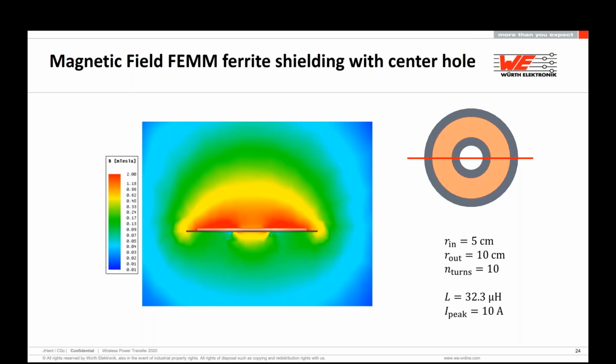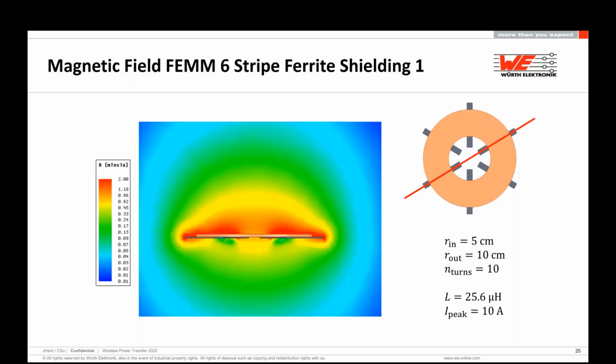But maybe you want to reduce the total weight of your part and of the system, and one possibility is to use stripes instead of a whole plate or whole ring of ferrite. You can see here, for sure, the same parameters: the outer diameter is the same, the turns are the same, but the inductance is dropping from 32 to 25 microhenry.